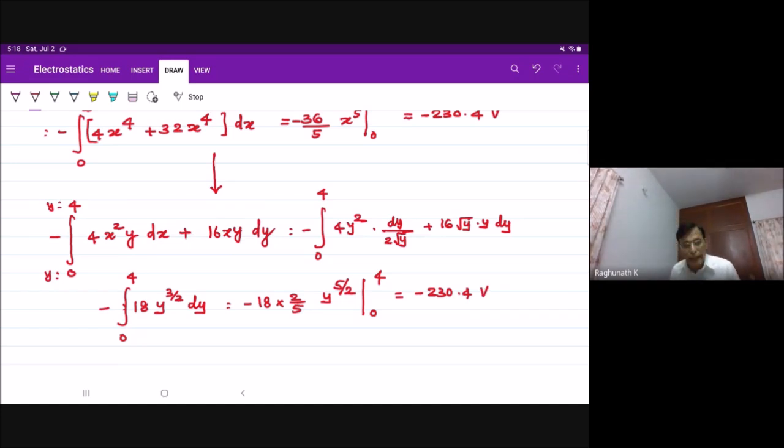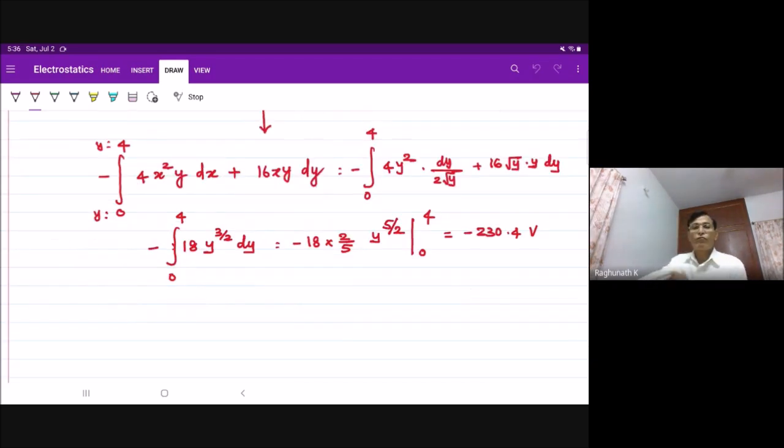Whether I select x as the independent variable or y as the independent variable, I should get the same answer. For the path, it is fixed. If I reverse the path, it should be minus half. Instead of VAB, if it is VBA, it is negative now. If I were to take VAB, it would have become positive.